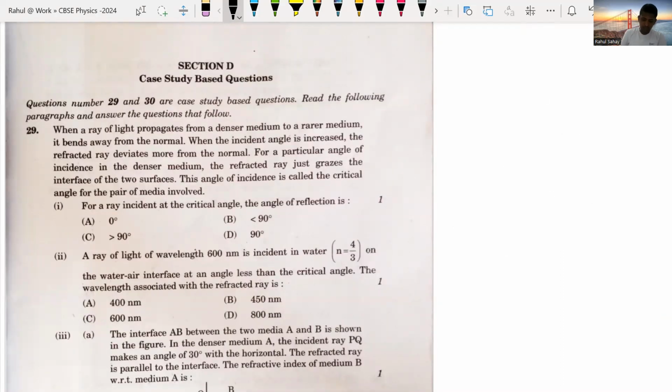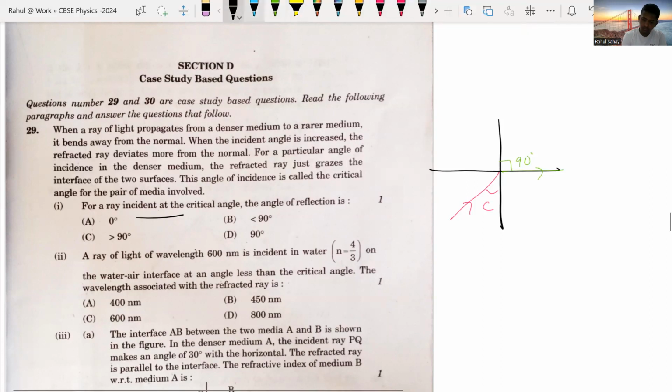For an incident ray at the critical angle, the angle of reflection is... if this is the critical angle, this is the refracted ray, which is 90 degrees, right? A reflection will happen only when I is greater than the critical angle C. I is greater than critical angle means that time it will happen. So only if it is total internal reflection can you say there is an angle of reflection.